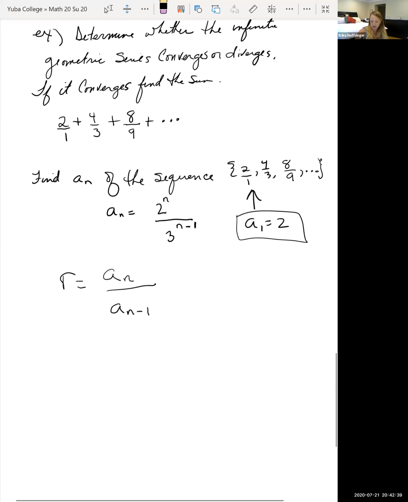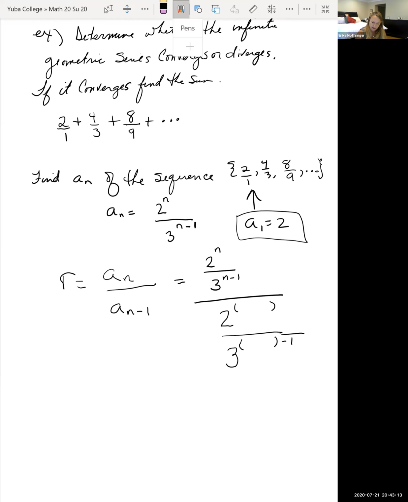We have our a sub n term here. This is 2 to the n all over 3 to the n minus 1. All over, so now I'm going to go back in, and wherever I see an n, I'm going to put a parentheses for now, and then I'm going to rewrite n minus 1 inside the parentheses. So for a sub n minus 1, I have 2, I see an n in that exponent, so I'm going to put parentheses on there. All divided by 3, I see an n in the exponent, so parentheses, and minus 1 in that exponent. So wherever we put a parentheses, we're going to rewrite it and plug in n minus 1.